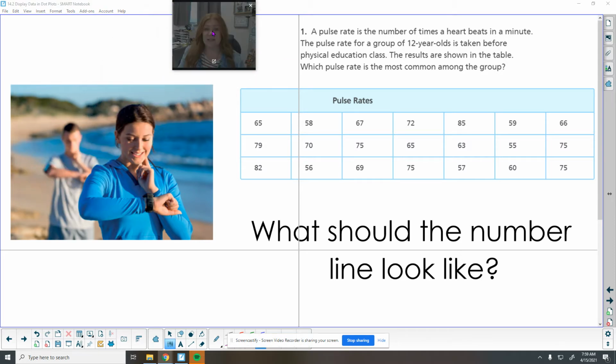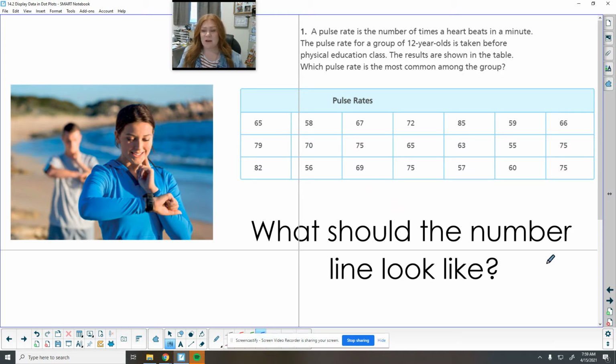So this first one here tells us that a pulse rate is the number of times a heart beats per minute. The pulse rate for a group of 12-year-olds is taken before physical education class. The results are shown in the table. Which pulse rate is the most common in the group? So here's all their pulse rates. And right now, there's no real order to it. It's just here's the first kid, second kid, third kid. And we would really have to go through and pick things out. So a better way is to go ahead and make a dot plot and organize that information. And then we can understand a lot of information about these data points.